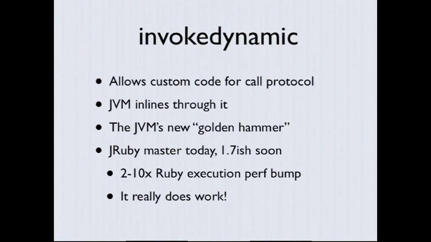This is on JRuby master today. We're getting 1.7 out soon. And for benchmarks that we're running, some of them trivial, some of them a little bit more real world, we're getting 2 to 10 times performance improvement over already being faster than the C implementations of Ruby. So this really does work, and the sky's the limit as far as how the optimization goes.